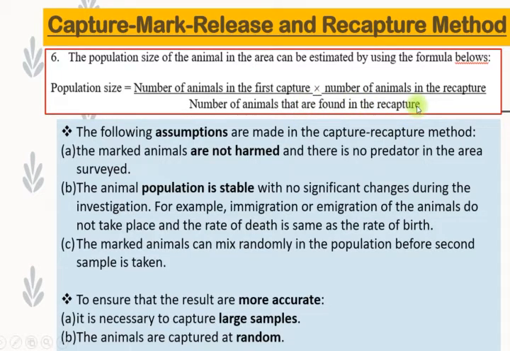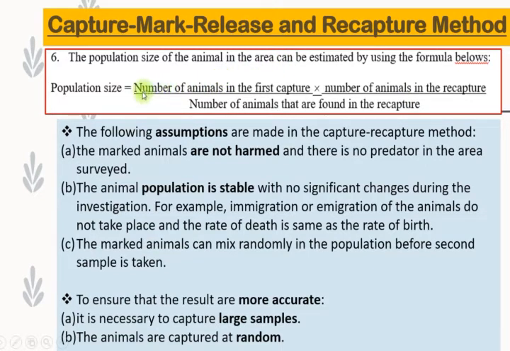If you take a look in the textbook, the formula is a little bit different, but it's just the same. The formula is the number of animals in the first capture times the number of animals in the second capture, divided by the number of marked animals in the second capture. Make sure you can understand this formula.